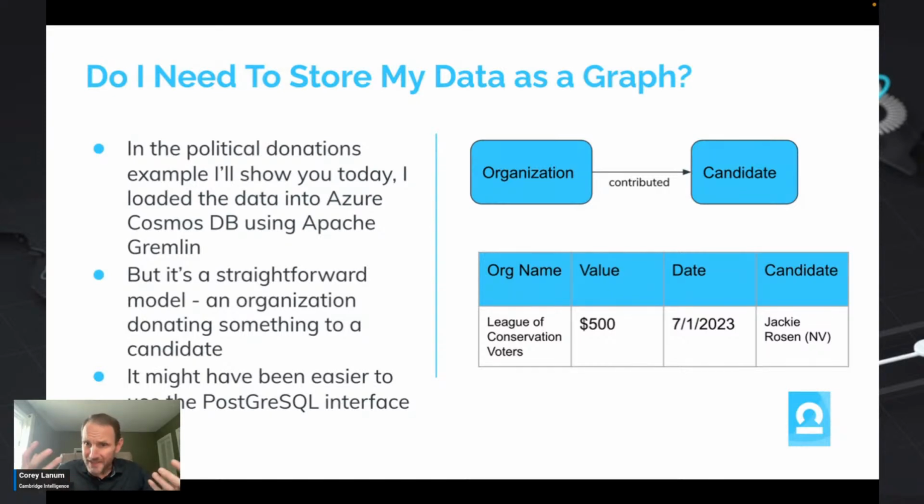But if I actually think about what that data really looks like, I've got an organization, I've got the value of the amount that was given, the date and time that it was given on, and the candidate. The candidate probably has some properties like the state that they represent or things like that.